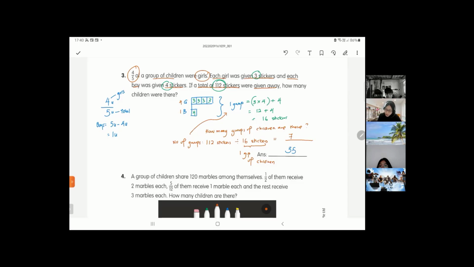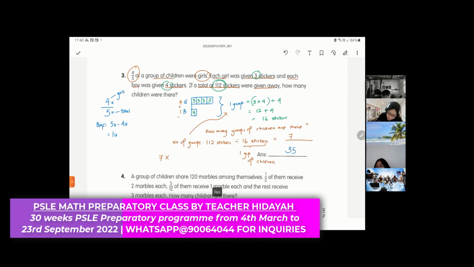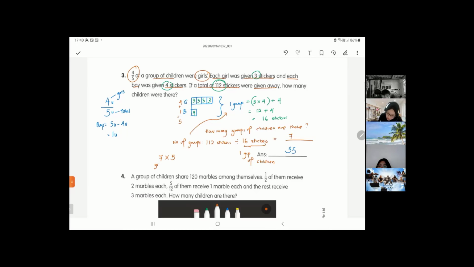So if I know there are 7 groups, I want to know how many children are there. So I take 7 times. How many children are there? In one group, how many children are there? There are 5, right? You can see 4 plus 1 equals to 5. So times 5. 7 groups times 5 children equals to total of 35 children. Correct. The answer was right.